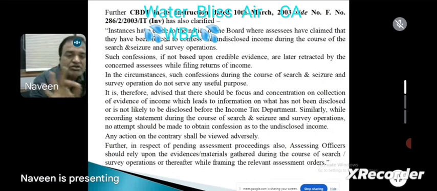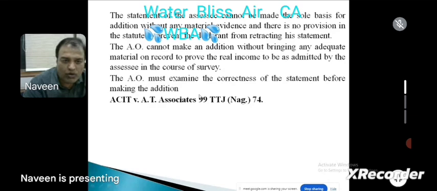Any such action, on the contrary, shall be viewed adversely. Further, in respect of the pending assessment proceedings also, the assessing officer should rely upon evidences or material gathered during the search or survey operations or thereafter while framing the relevant assessment orders. The court is telling: statement of the assessee cannot be made a sole basis for action without any material evidence. Very good. You cannot just make an addition based on this admission. Have you got any material evidence?